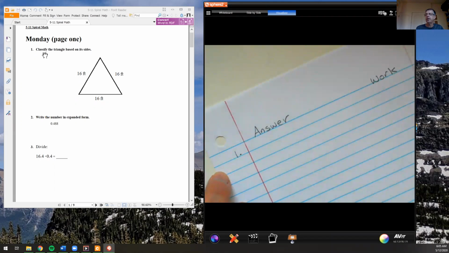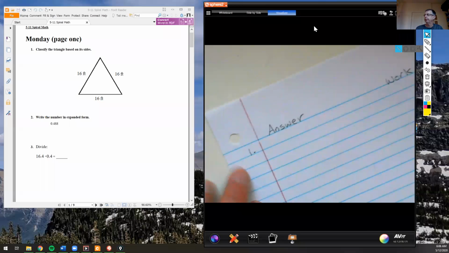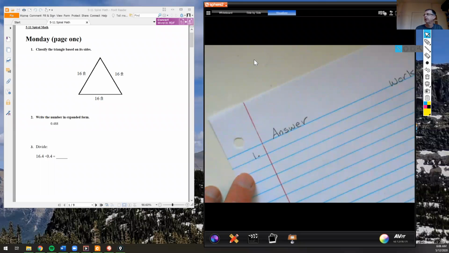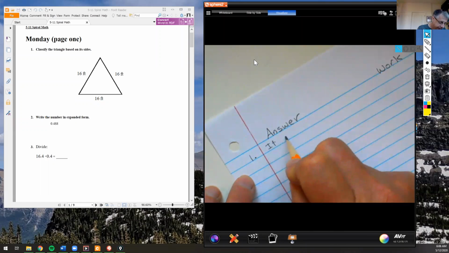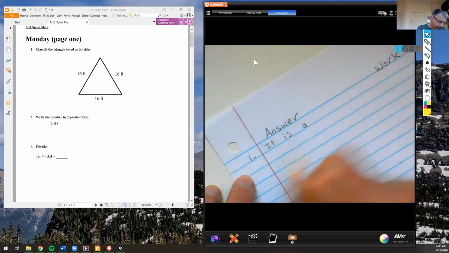Number one, we're going to be classifying the triangle based on its sides. And the key thing to remember here is that we're talking about sides, boys and girls. So what we're going to do is write an answer sentence. I'm going to put here, it is a blank triangle.